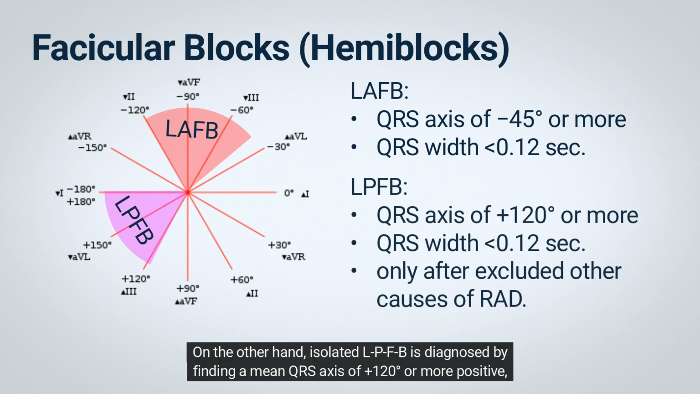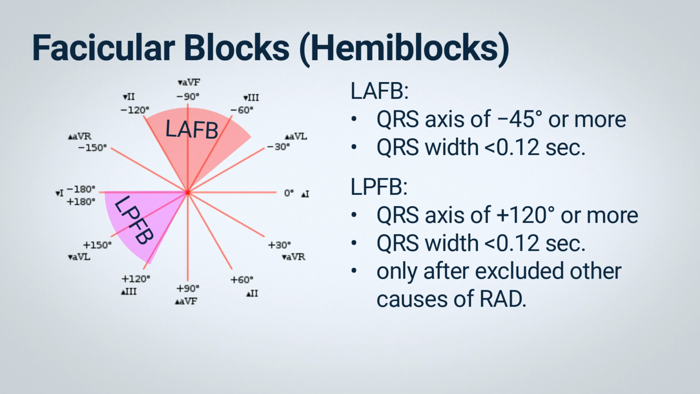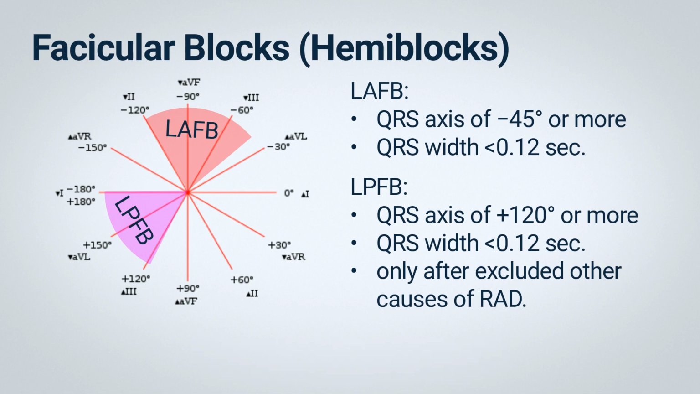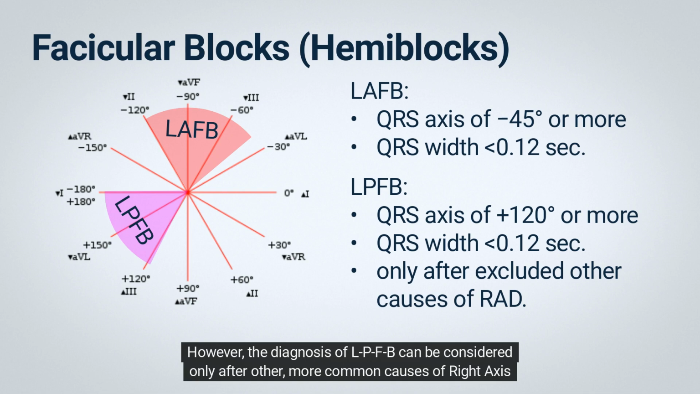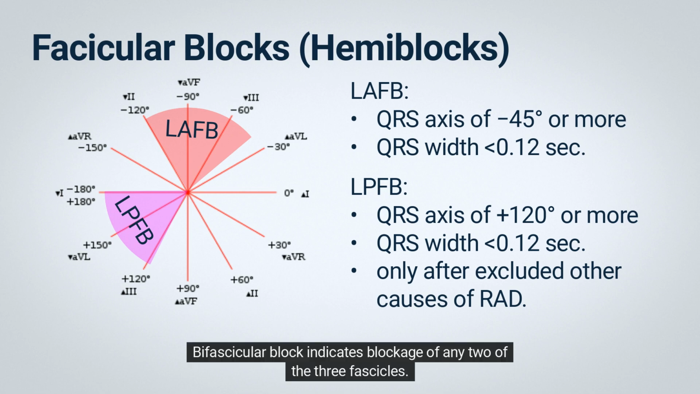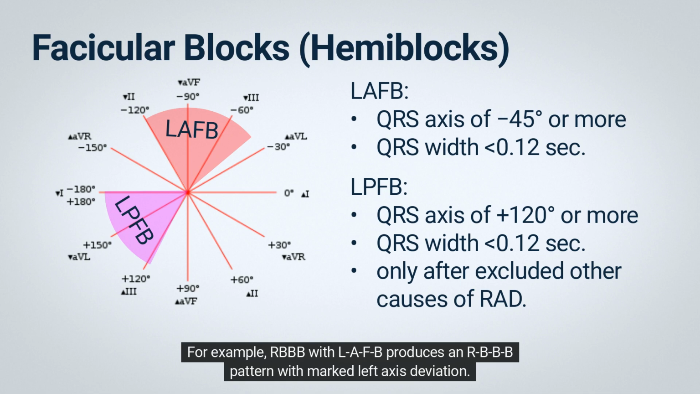On the other hand, isolated LPFB is diagnosed by finding a mean QRS axis of plus 120 degrees or more positive, with a QRS width of less than 0.12 sec. Usually an RS complex is seen in lead D1, and a QR complex is seen in leads D2, D3, and AVF. However, the diagnosis of LPFB can be considered only after other, more common causes of right axis deviation have been excluded. Bifascicular block indicates blockage of any two of the three fascicles. For example, RBBB with LAFB produces an RBBB pattern with marked left axis deviation.